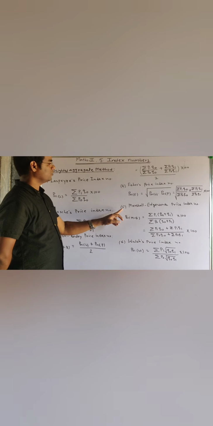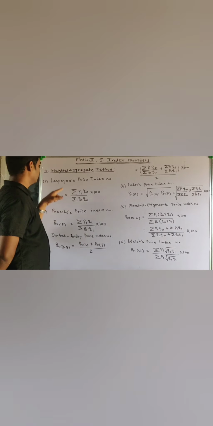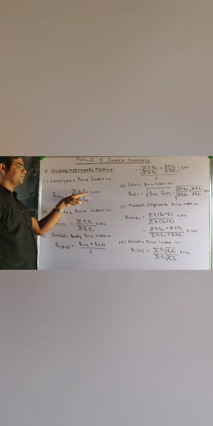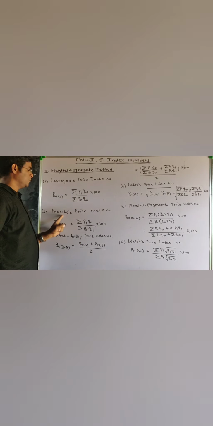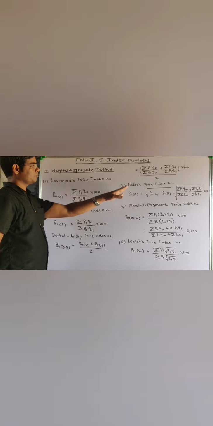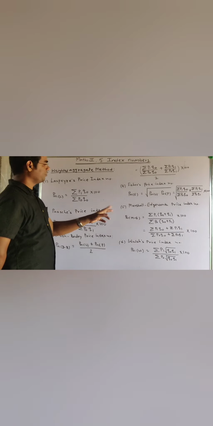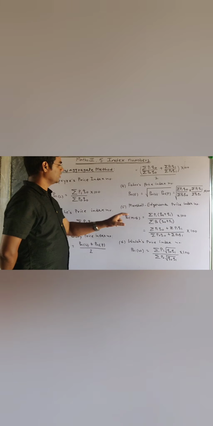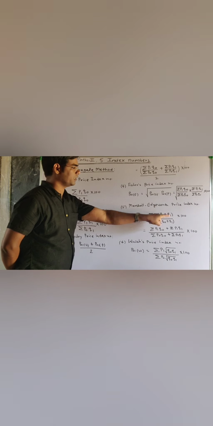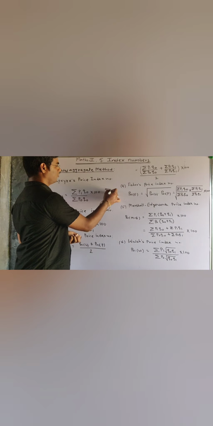Next price index number is what? Marshall and Edgeworth price index number. In the Laspeyres price index number we have taken base year quantities. In the Paasche price index number, current year quantity, and in Drobisch-Bowley we have taken the average of these two quantities. In the Fisher price index number we have taken the geometric mean of these two quantities, and in the fifth, Marshall and Edgeworth, altogether the sum of base year and current year quantity, meaning Q0 plus Q1. In the original formula, the original formula is what?